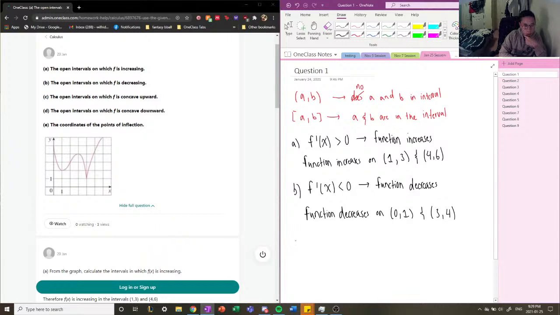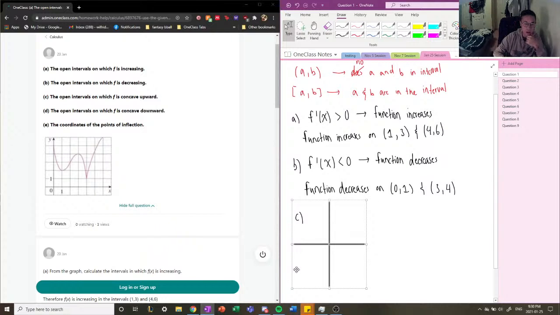Okay, now let's talk about what concave up and concave down mean. What it means is that the function either is concave up, so it is curving upwards, or is curving downwards. Okay, that's what it means by concave up and concave down. And let me draw you guys an illustration of what a concave up function looks like. A classical example of a concave up function is an upwards facing parabola.